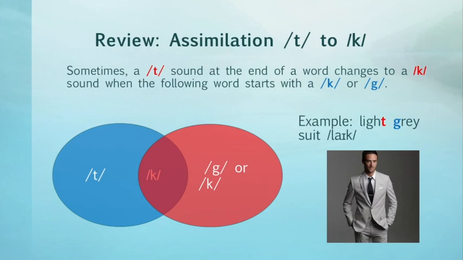So to review, sometimes a final t sound at the end of a word changes to a k sound when the following word starts with a k or g. A final example is light gray suit.